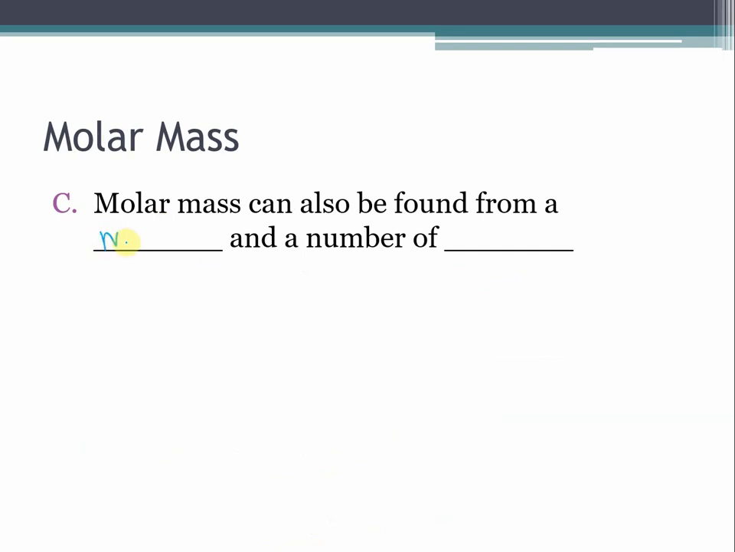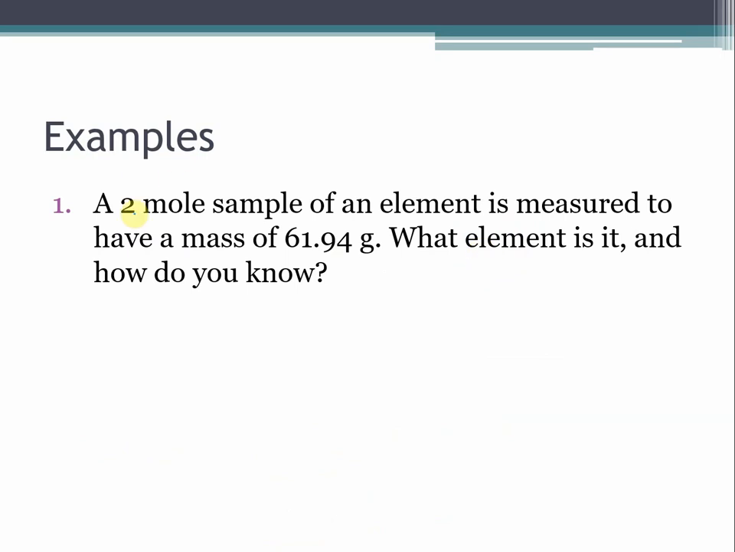If you do not know those things, you can still find molar mass if you are given a mass and a number of moles. So for example, we have a 2 mole sample of an element is measured to have a mass of 61.94 grams. What element is it, and how do you know?